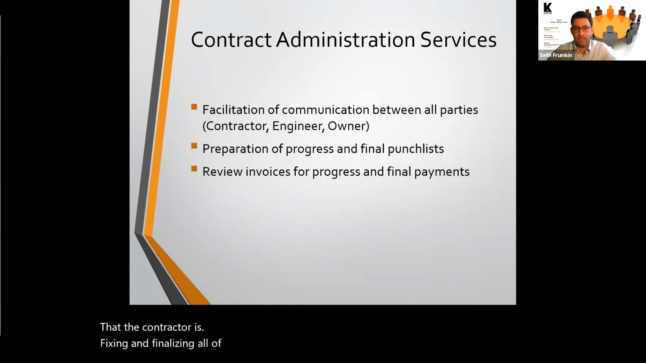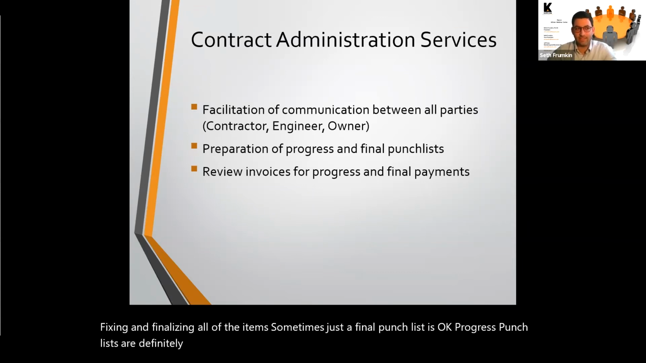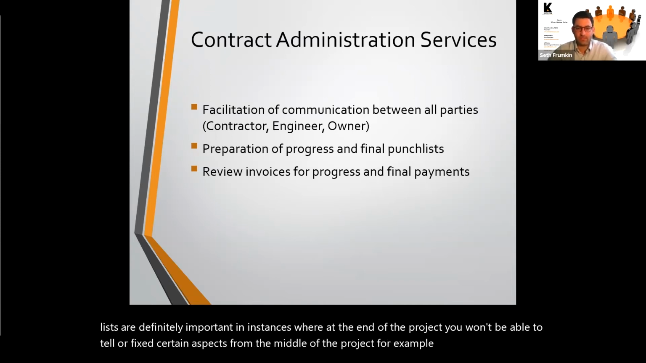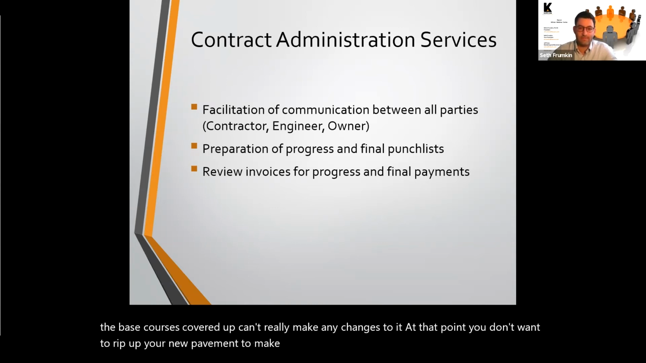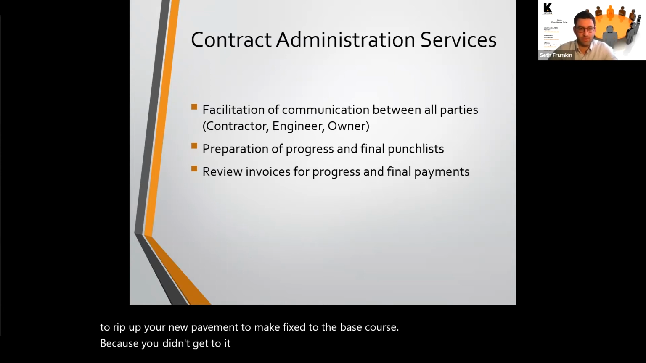Sometimes just a final punch list is okay. Progress punch lists are definitely important in instances where at the end of the project, you won't be able to tell or fix certain aspects from the middle of the project. For example, with pavement, once the base course is covered up, you can't really make any changes to it at that point. You don't want to rip up your new pavement to make a fix to the base course because you didn't get to it before the top course was put on.